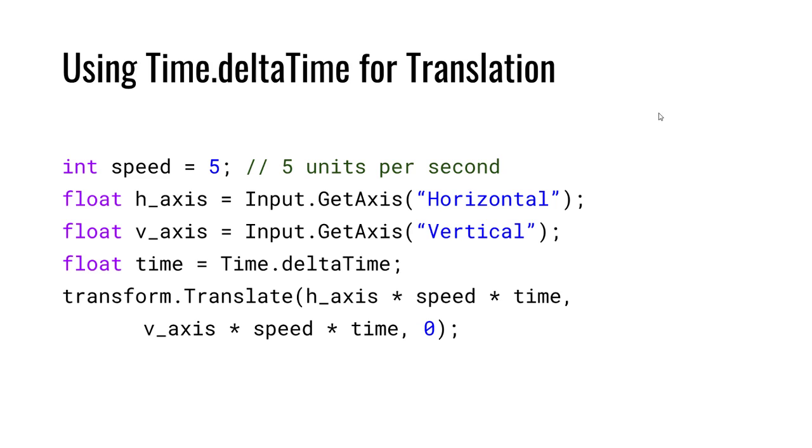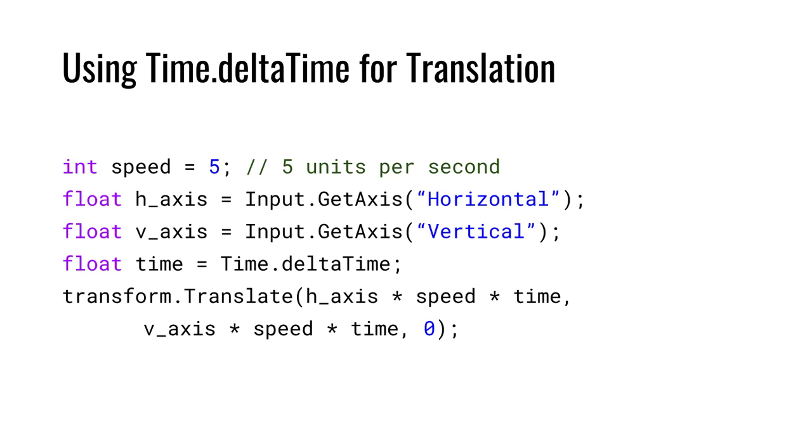So we can use this for our translation function by just having a speed, an axis, and the Time.deltaTime. For our x, we can have the horizontal axis times our speed, which is 5, and our time, which is the time that it took to render the last frame.